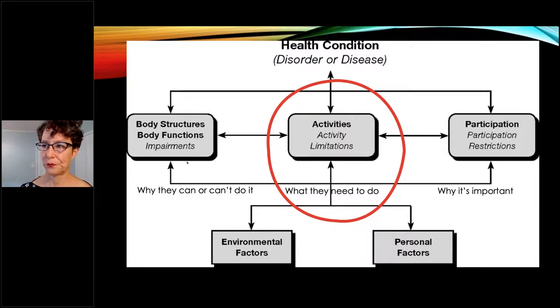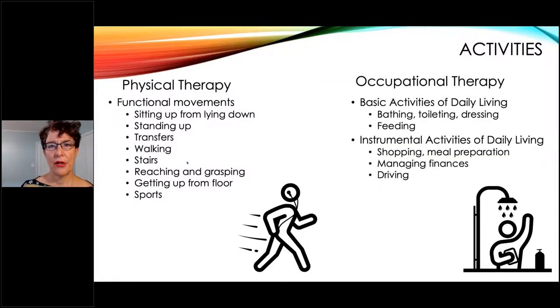Okay, so talking about activities from that middle section there, activities would include, like I said, functional movements, sitting up from lying down, standing up, transfers, going from one surface to another, reaching and grasping, or even getting up from the floor, or sports. Whereas occupational therapy focuses on bathing, toileting, feeding, or instrumental things like shopping, managing finances, or driving. So you can see that middle part where both professionals will work on getting out of bed. Both of them can work on standing up from sitting down.